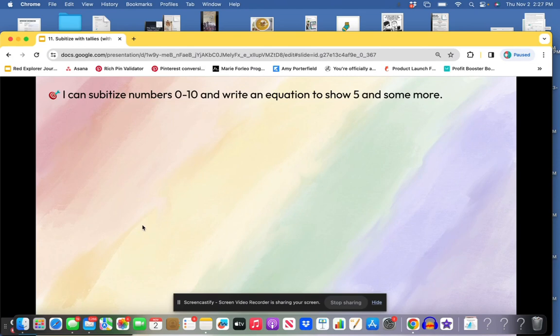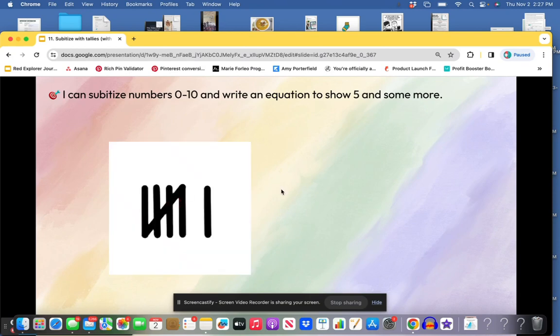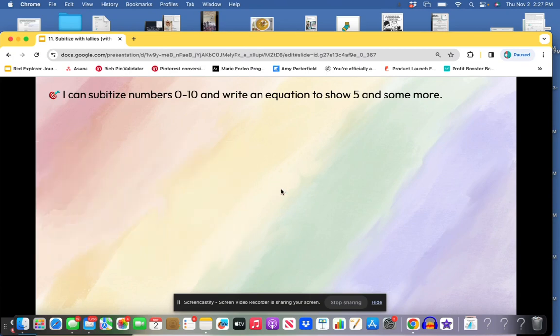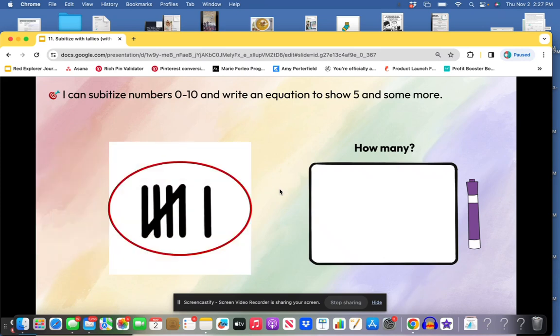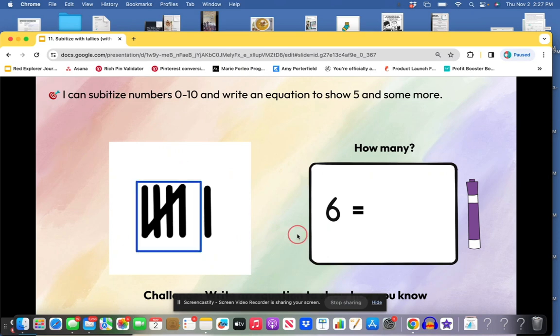On Tuesday through Friday, we will introduce the optional equations. So you'll show the card, make it go away, prompt students to write how many, and show them again. There are 6. Then say, challenge, how do you know? Let's write an equation. 6 is the same as, let's see what parts make up 6.